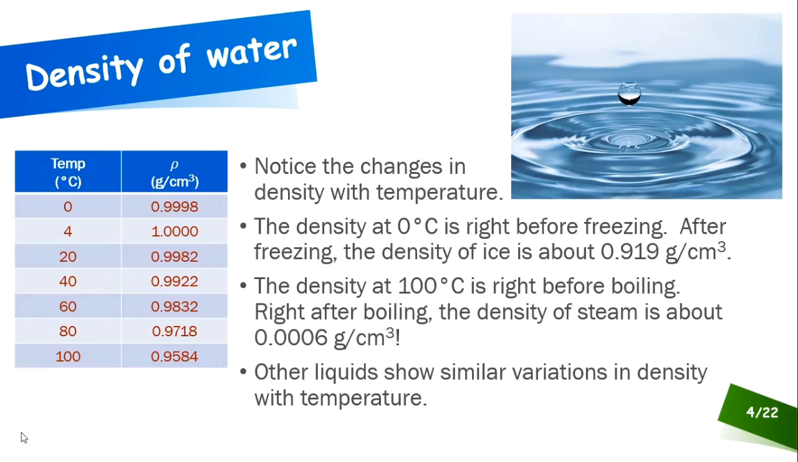Now, the other thing to note about density is that notice what happens once you pass the boiling point of water. The density of water goes way down to like 0.0006 grams per cubic centimeter. So the different state of matter plays a big role as far as what your density is going to be. So other liquids are going to show you similar variations, okay? The density is going to change depending upon the temperature.